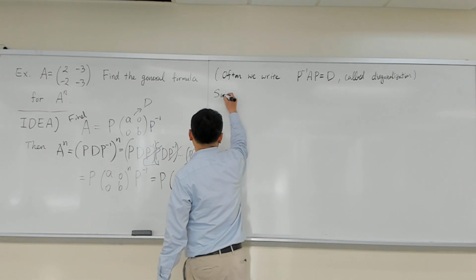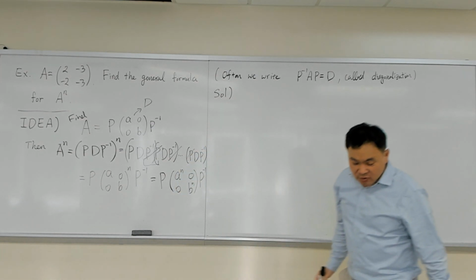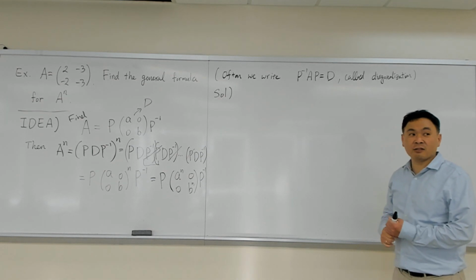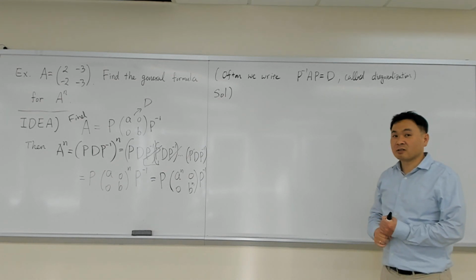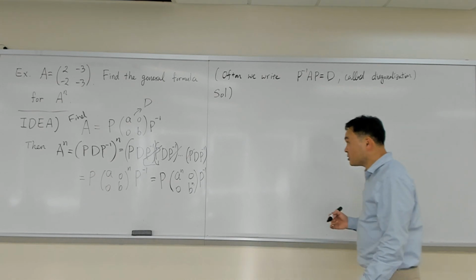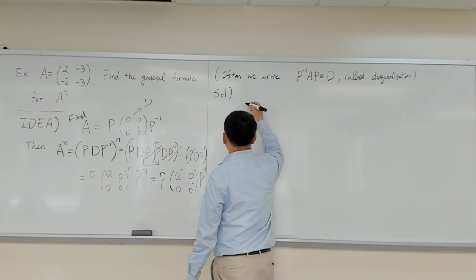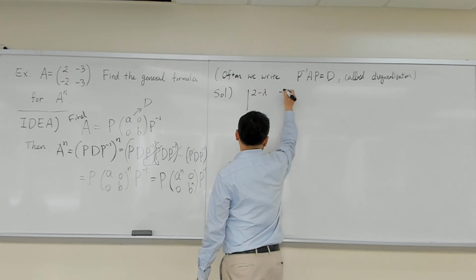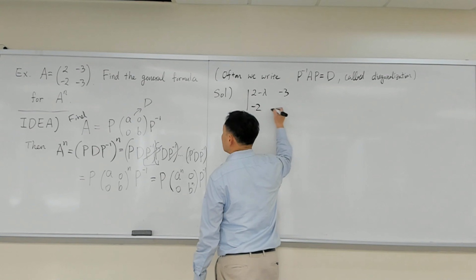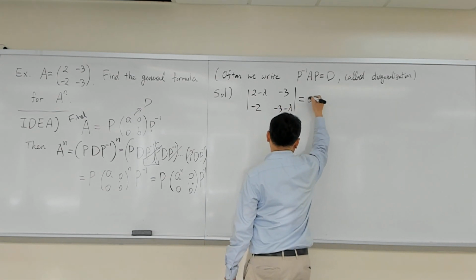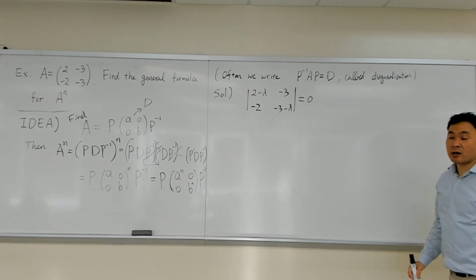Okay, solution. How do you diagonalize a matrix? Well, you learned that if you find distinct eigenvectors for a matrix, then you can diagonalize. So we're going to find the eigenvectors and eigenvalues. So let's find out the eigenvalues. That's the equation for eigenvalues.